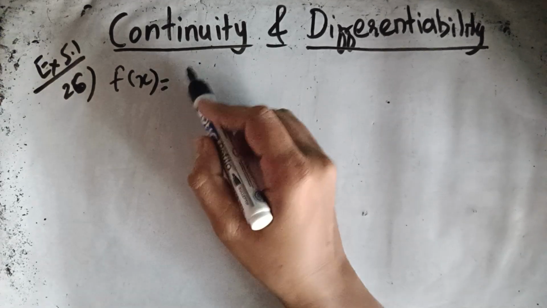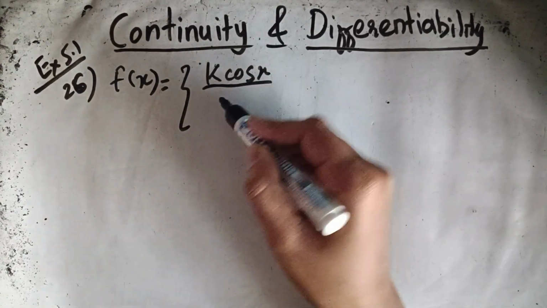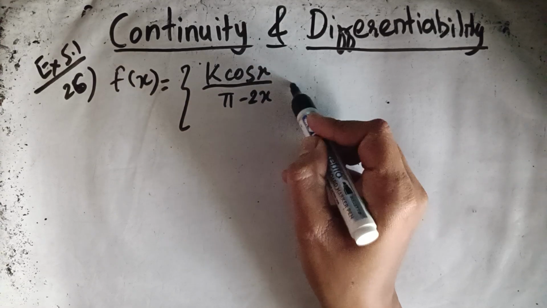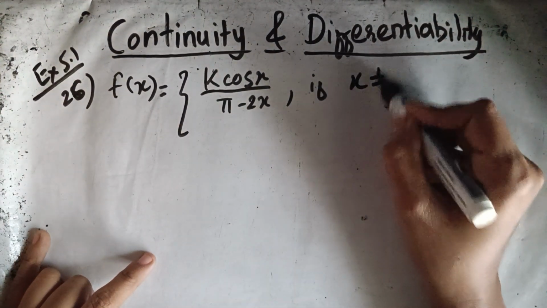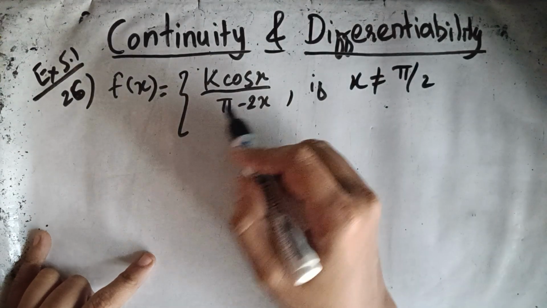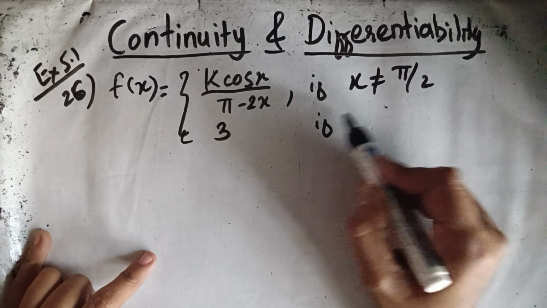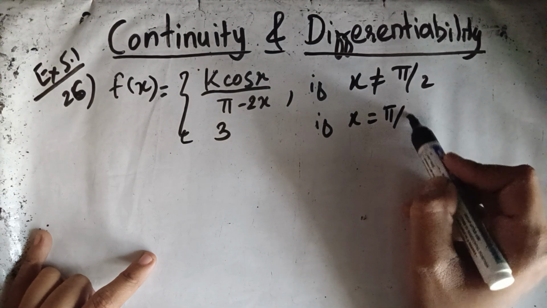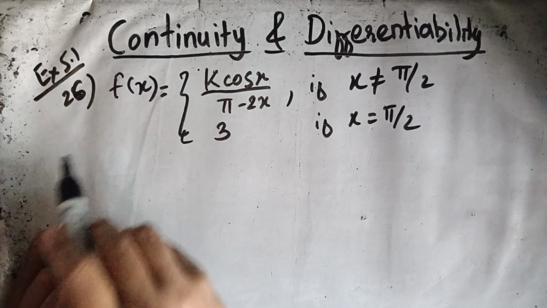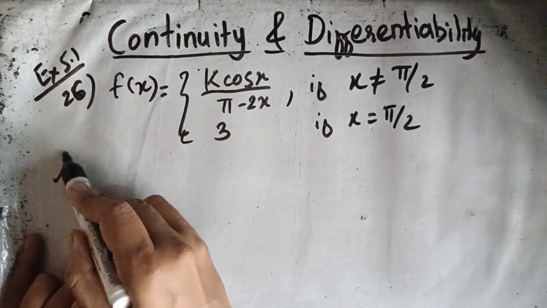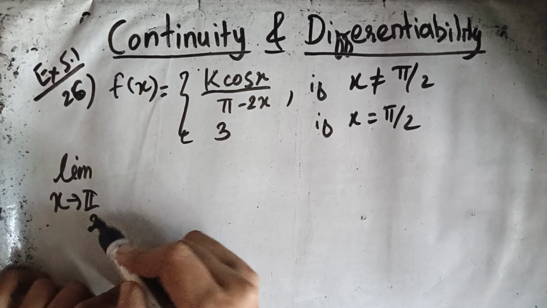So f of x is given as cos x upon pi minus 2x if x is not equal to pi by 2. And the value is 3 if x is equal to pi by 2. So at x equal to pi by 2, the value is 3. Now we have to find the limit as x tending to pi by 2.